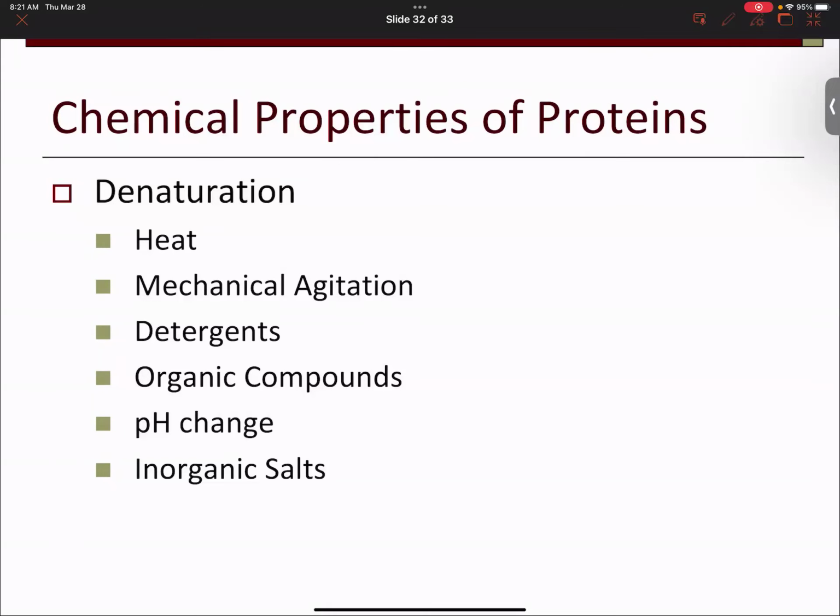It doesn't mean it destroys the protein, meaning it doesn't break it up like the enzyme would. It means that it destroys the protein in that it's no longer going to have the same folding, the same tertiary structure. So denaturation is about the tertiary structure. Hydrolysis is about the primary structure.